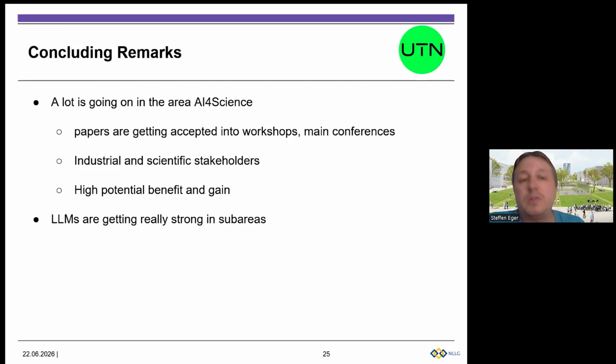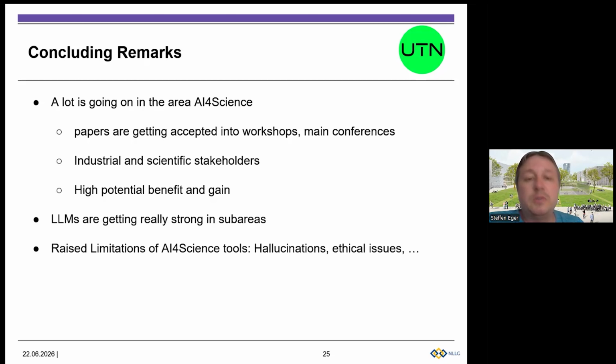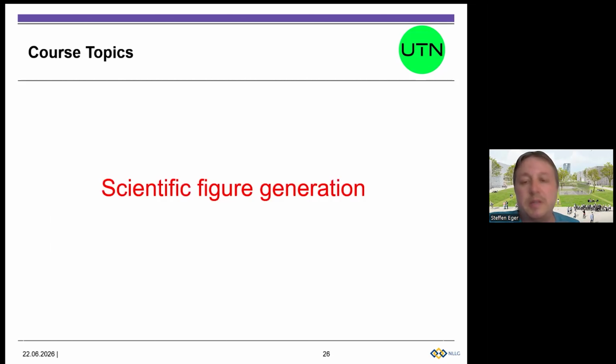We also see that LLMs are getting really strong in some areas, as pointed out, and the raised limitations of AI for science tools include hallucinations, ethical issues, also that reviewing can be gamed, that people can hide messages in their papers, which are all ethical issues. All right, so that concludes the first part. That was a summary of the first part.